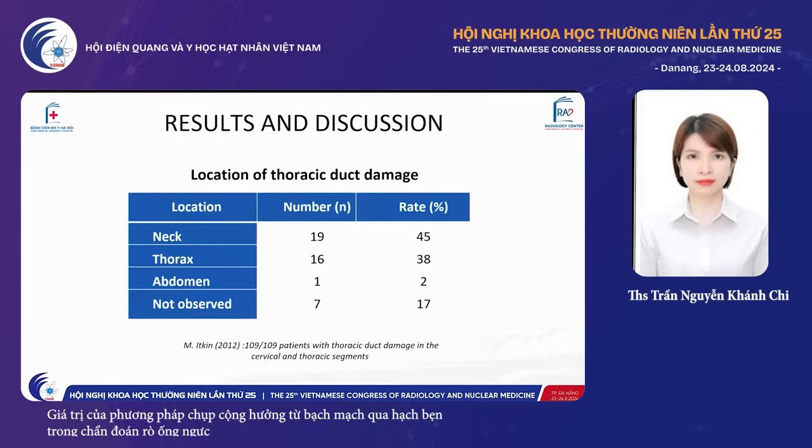About the location of thoracic duct damage, we observed that the highest incidence of thoracic duct leakage locations are the cervical and thoracic segments, with 19 and 16 patients respectively. It is aligned with the finding of Maximilian in 2012.